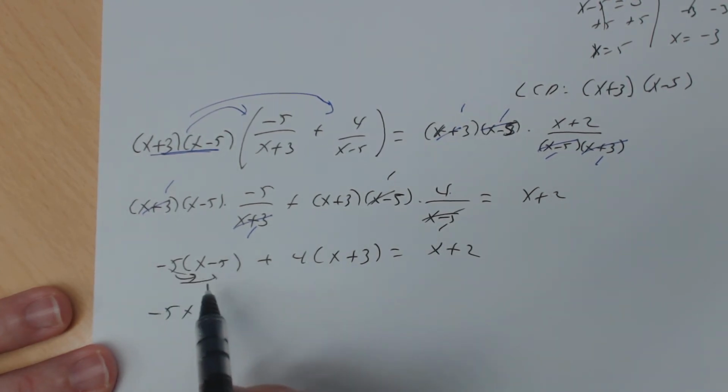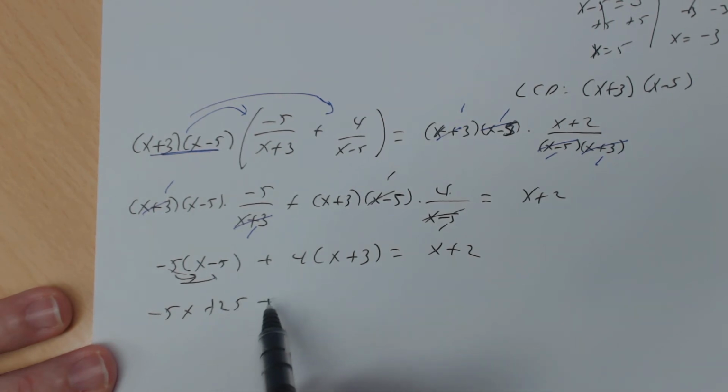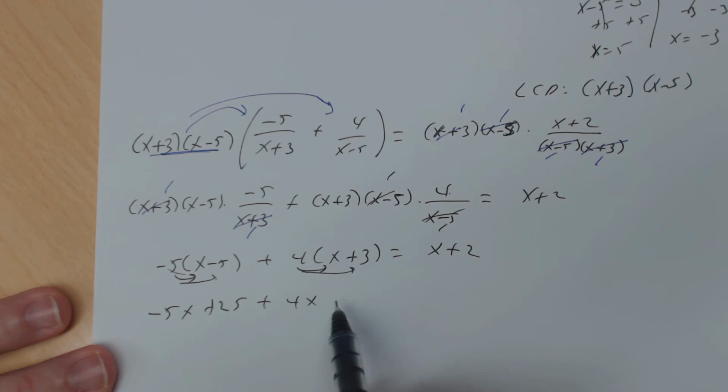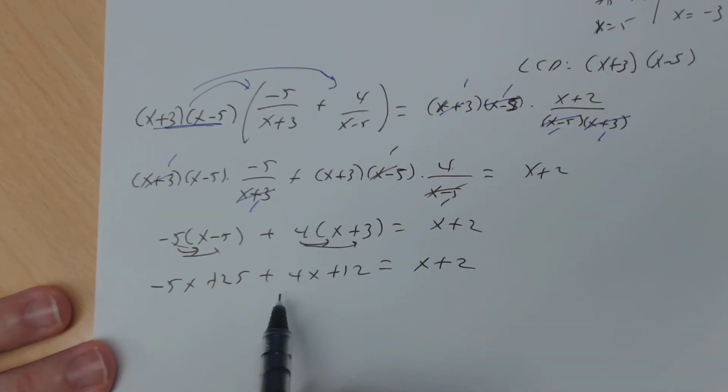All right, so then distributing, I get negative 5x. A negative 5 times a negative 5 is a positive 25. Plus 4x. 4 times x is 4x, and 4 times 3 is a positive 12, equal x plus 2. Combining like terms, I get negative 5x and a positive 4x is a negative x. 25 and 12 is 37, equal x plus 2.